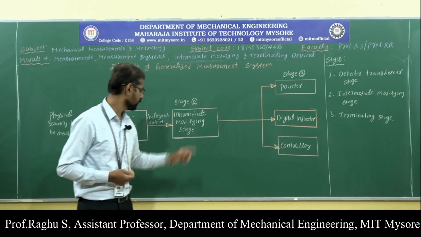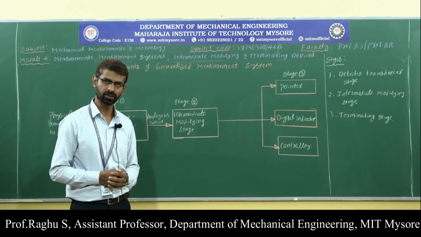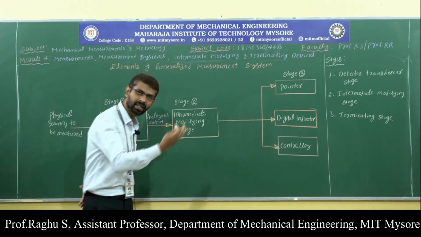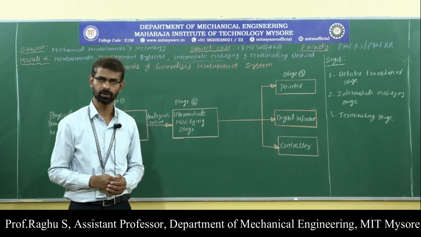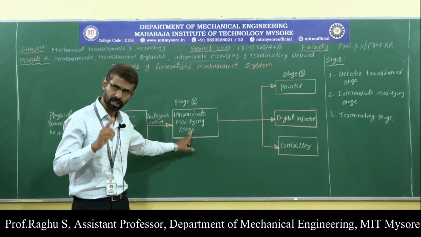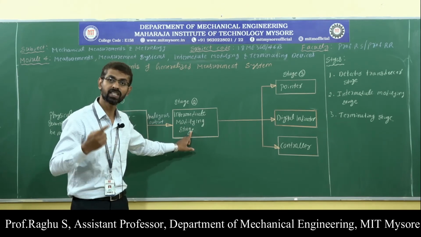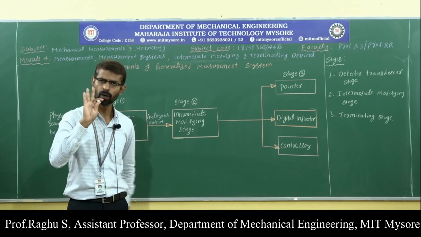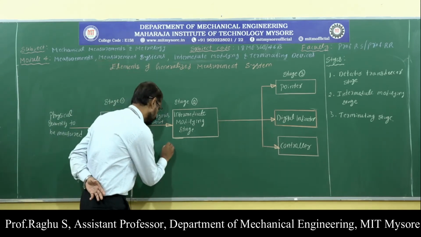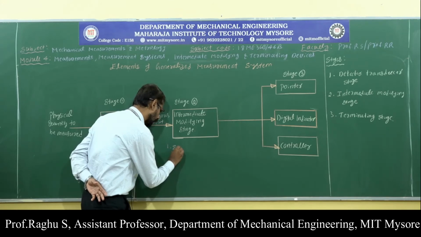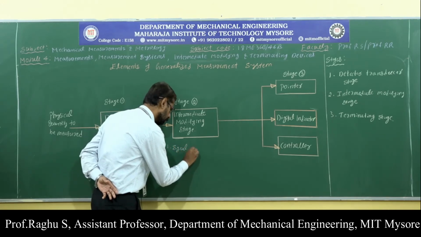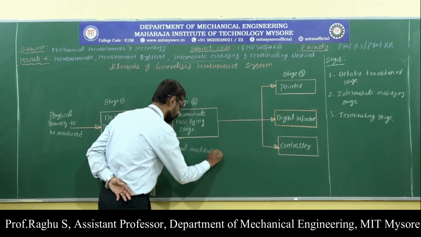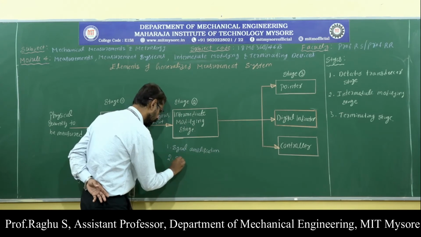Next, move on to the second stage, the intermediate modifying stage, also called the signal conditioning stage. The function of this stage is to manipulate the signal obtained from the first stage. It performs three functions. The first one is signal amplification. Next, signal filtering.